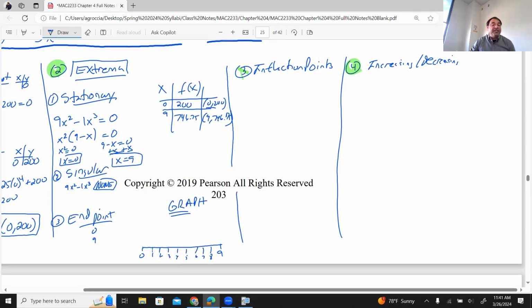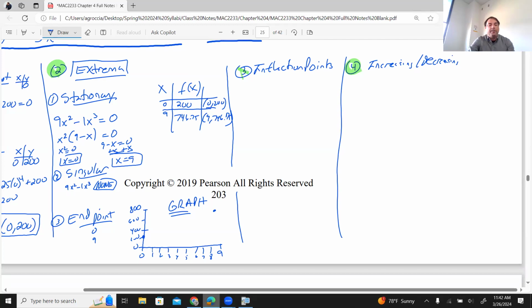Then for the y, I'm just going to have to look at the numbers I need. So I need 0, 200, and I need 9, 746.75. So I'm going to go from 0 to, let's say, 800. That will cover my points, and I can always change it. I can make it larger, make it smaller, all I want. But the goal is to be able to see 0, 200 and 9, 746. I can see those 2 points. That means I got it.